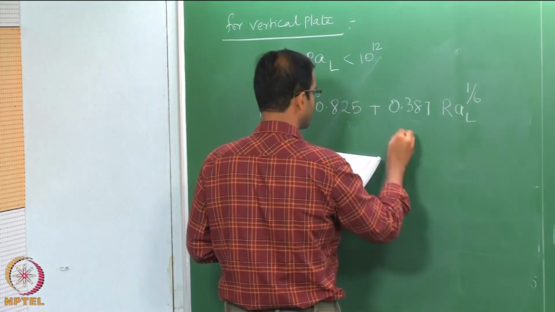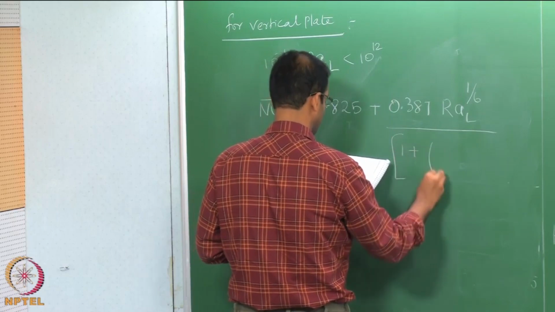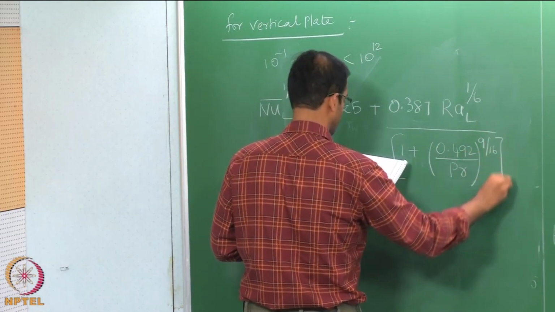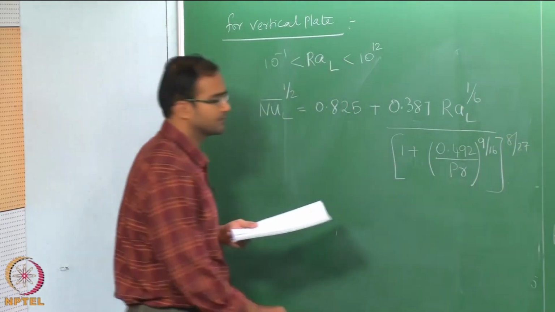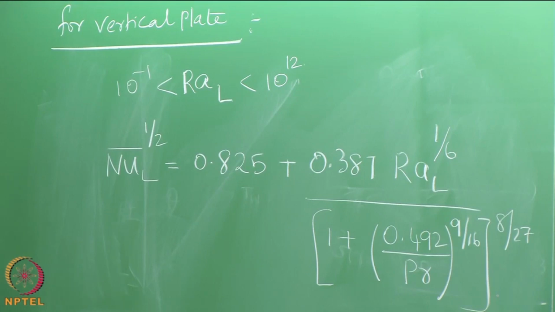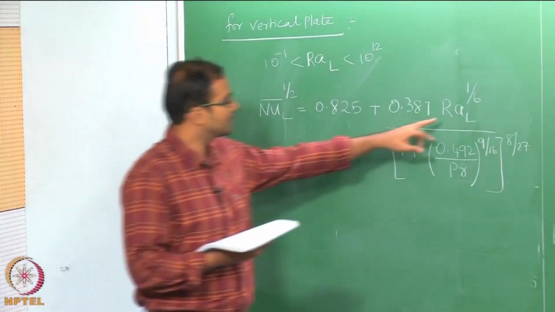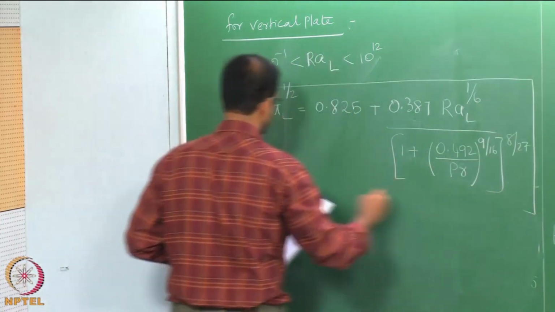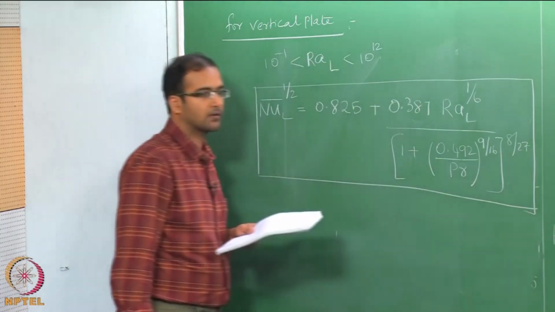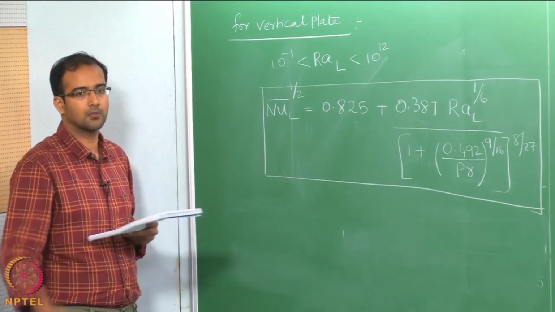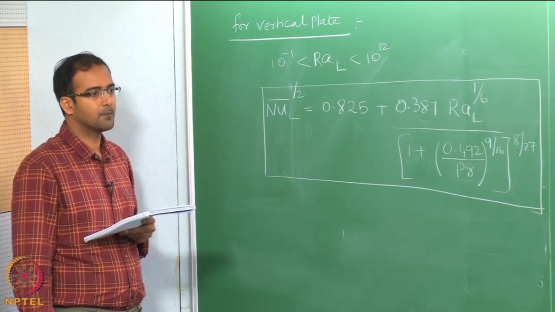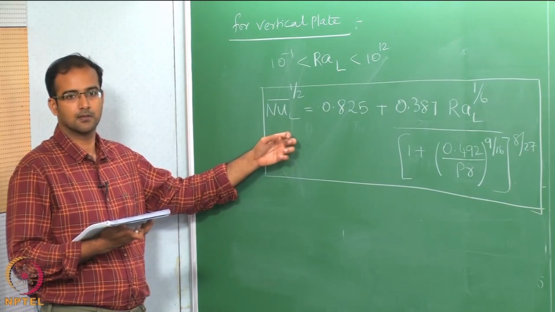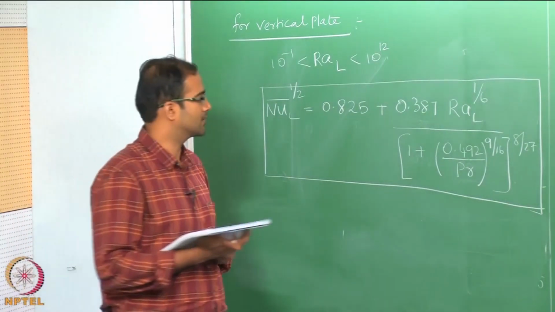This becomes 1 by 6 here divided by 1 plus 0.492, Prandtl number 9 by 16, 8 by 27. A very similar form to the cylinder case, some small coefficients are slightly different, and RAL is raised to the power 1 by 6, whereas there it is raised to the power 1 by 2. So, again for general heat transfer calculations, this is very accurate for a wide range of Rayleigh numbers, all the way from laminar to turbulent, right. And in the laminar regime, this will be recovering the correlation by Ostrach. Okay. So, this will agree very well with Ostrach solution.